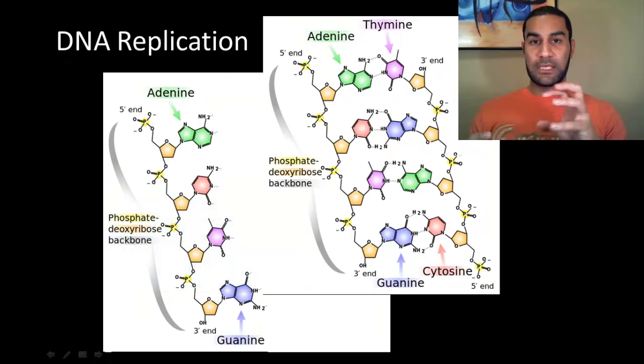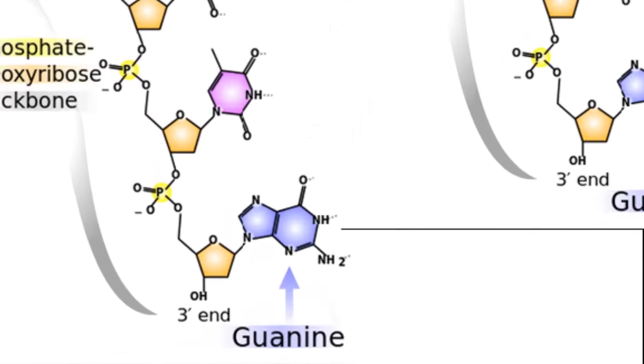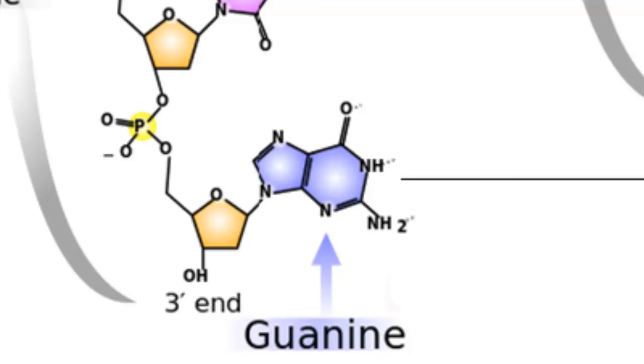You're going to have DNA polymerase bringing in nucleotides, except this time it starts on the opposite end. It's going to start with the 3' end, which is that guanine at the bottom, and work its way up.